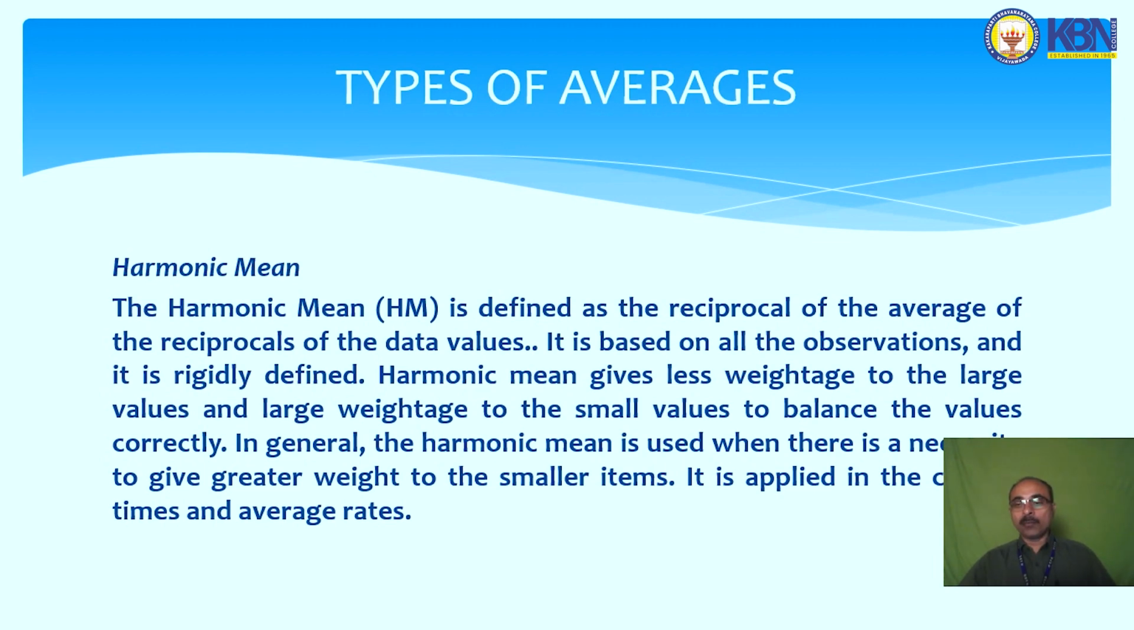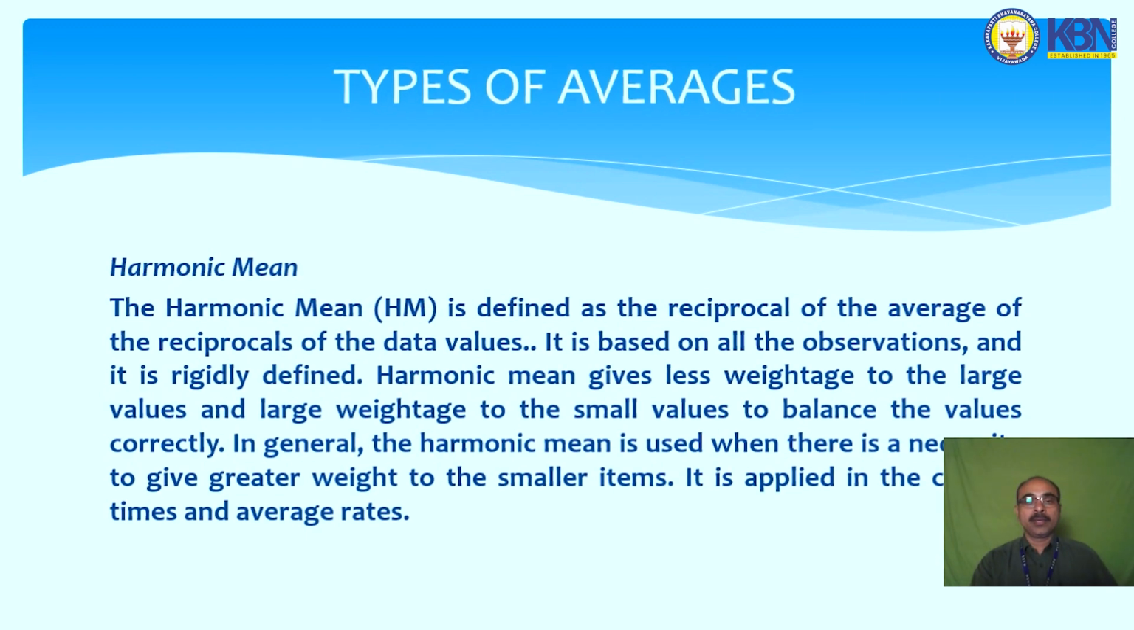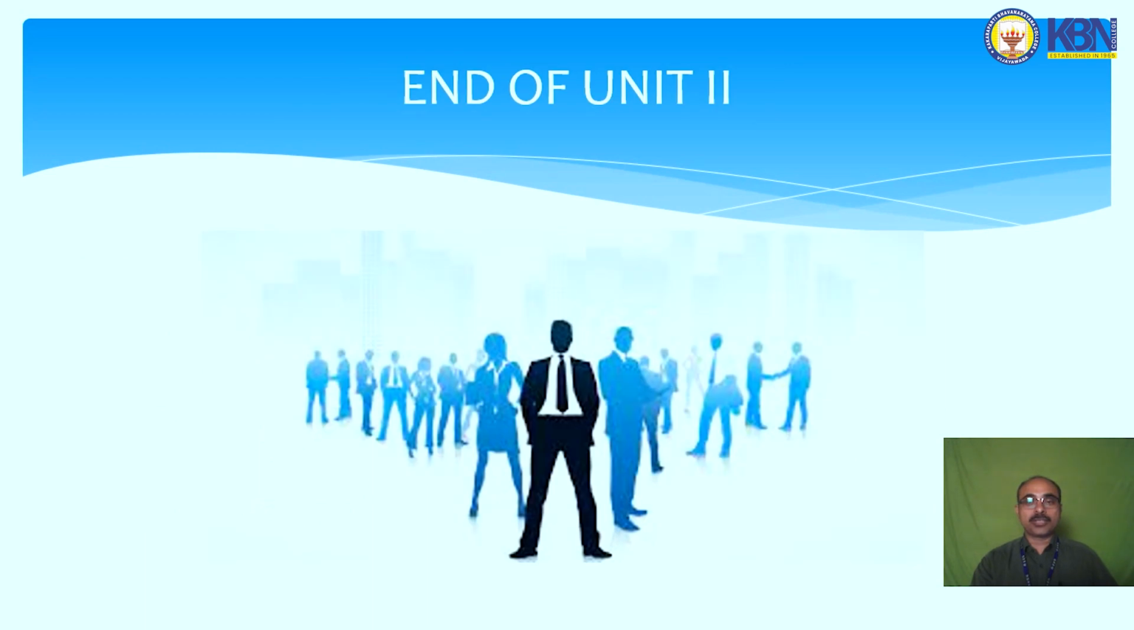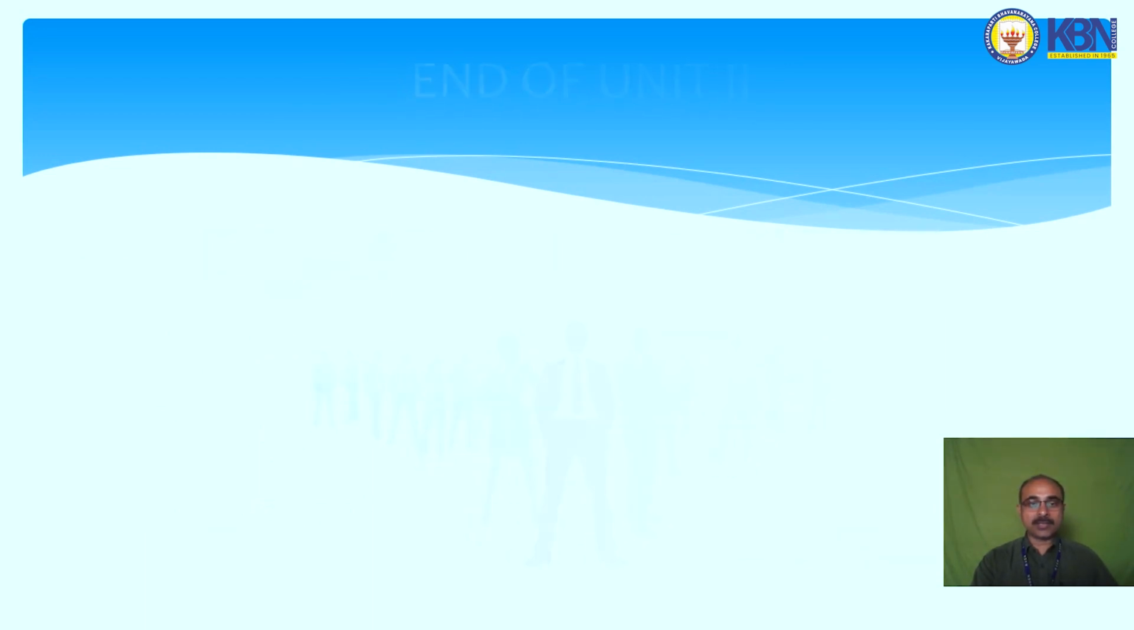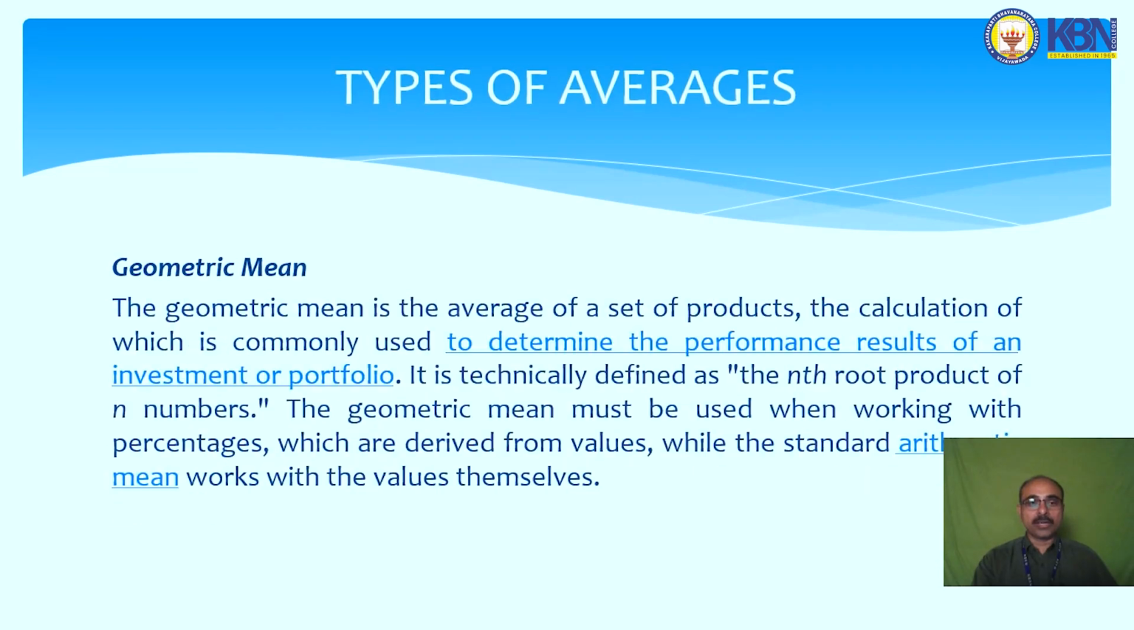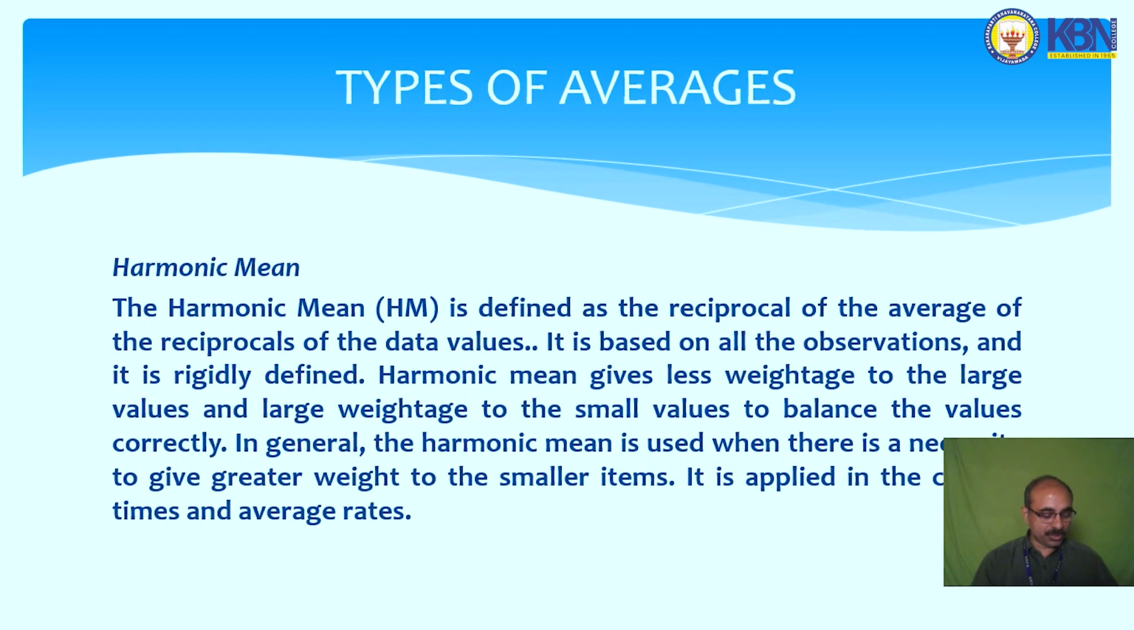In general, the harmonic mean is used where it is necessary to give greater weight to smaller items. It is applied particularly in the case of times and average rates. Coming to the next, this is called the average. We came across different types of averages: geometric mean, arithmetic mean and harmonic mean.